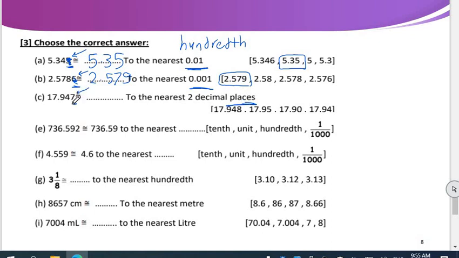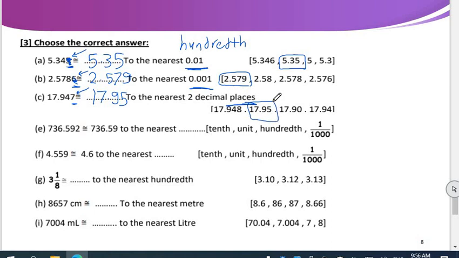7, you are strong or you are weak? Super, I am a strong number. So we add 1 to the digit in hundredths. So 4 becomes what? Super, becomes 5. So the result will be 17.95. So we choose number 2.